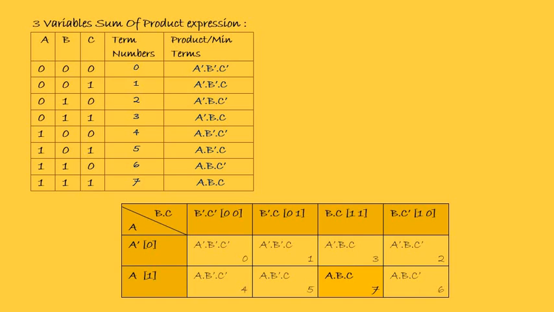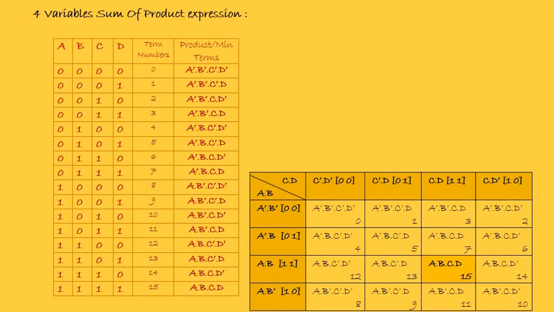The next one, after three variables, is the four variable K-map. In a four variable sum of product expression, the term numbers start from 0 and go up to 15. Then the product or min terms are A bar dot B bar dot C bar dot D bar, which was for all of them on 0. And in this way, the final one is A dot B dot C dot D. The pattern is alternate zeros and ones for the rightmost, then two zeros and two ones, then four zeros and four ones, and then eight zeros and then eight ones.